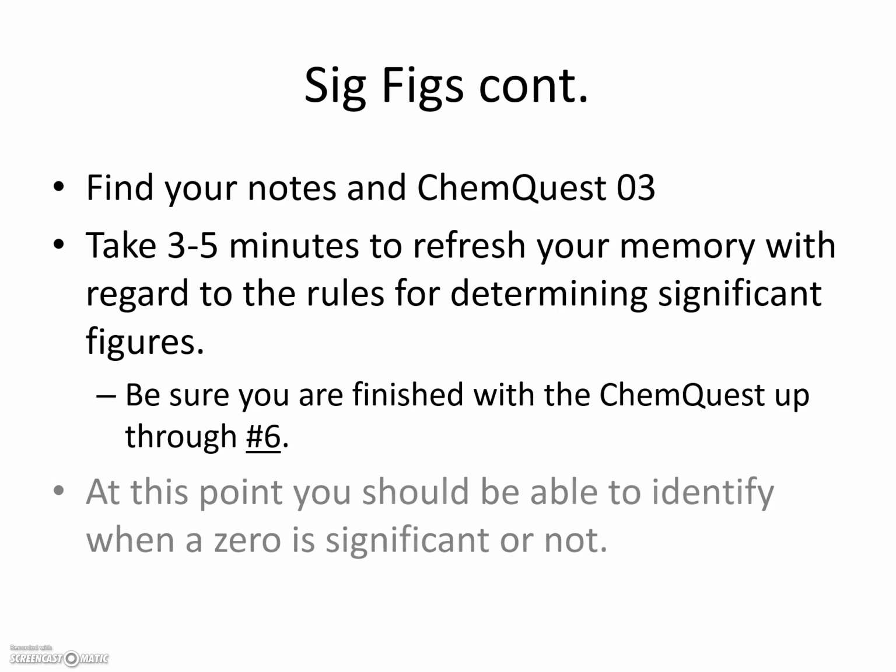Right? And so at this point, to continue, we should at least be comfortable or getting comfortable identifying when a 0 is significant or not. Right? Because really that's what this comes down to. Are your zeros significant? Are they not? Because if it's not a 0, we know it is. Okay? So pause, take that time to go back and refresh your memory if you need to. All right? Make sure you have your notes and Chem Quest 3 in front of you because that's going to be a good reference sheet for us.